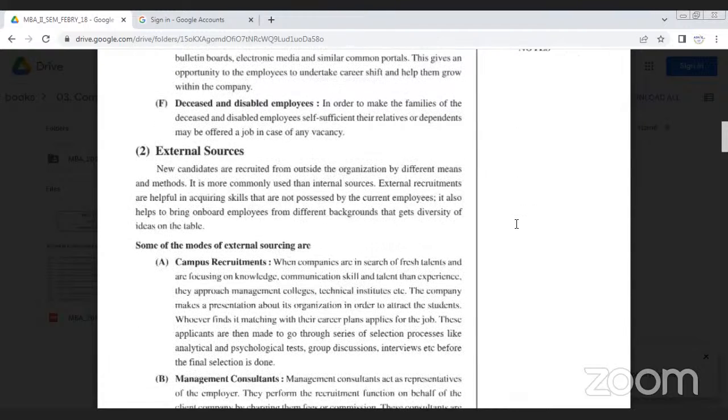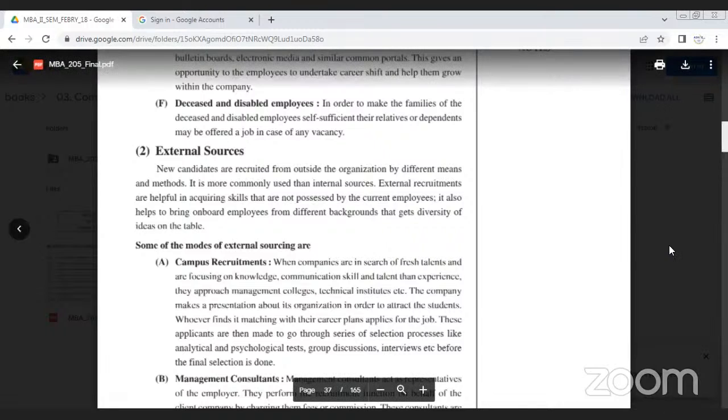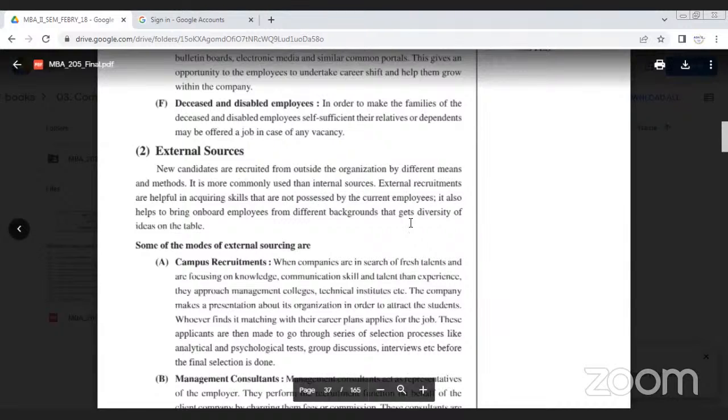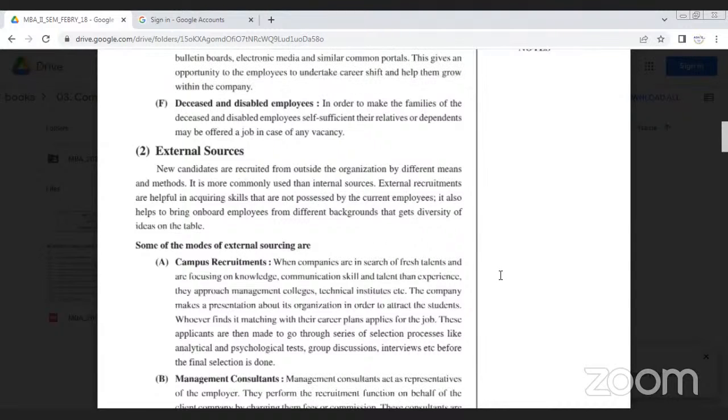Next source is external source. External source means new candidates are recruited from outside the organization by different means and methods. It is more commonly used than internal source. External recruitment is helpful in acquiring skills that are not possessed by the current employees. It also helps to bring on board employees from different backgrounds that brings diversity of ideas to the table. Some of the modes of external sources are: first is campus recruitment.